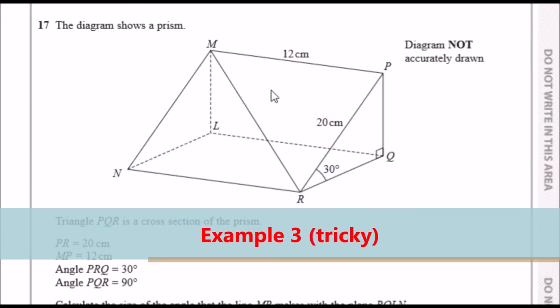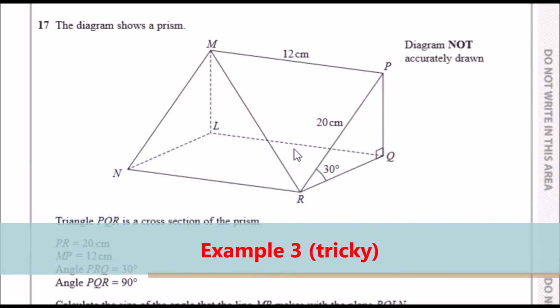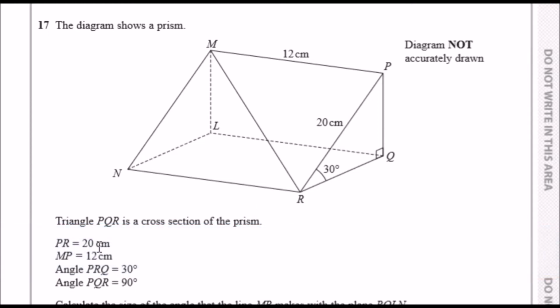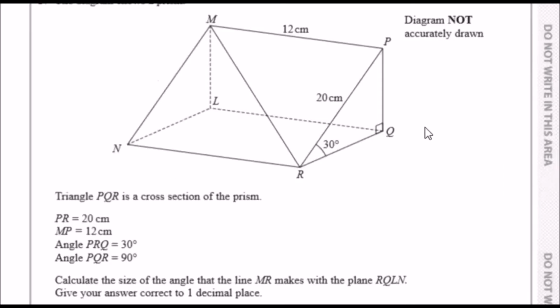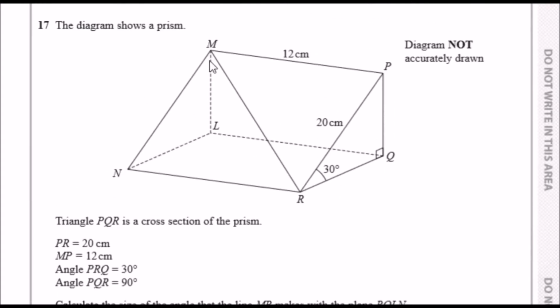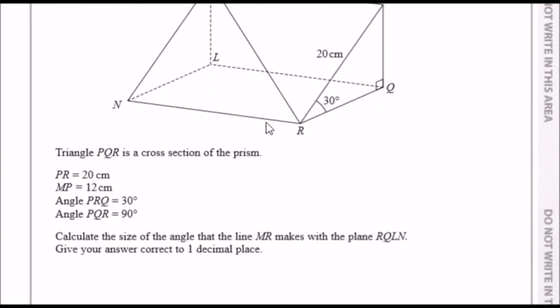Triangle PQR, so this right angle here, has the following dimensions: 20 centimeters across, an angle of 30, and across it PM is 12, whereas PQR, this part, is a right angle. So this one looks like a typical Pythagoras theorem or 2D trigonometry, the regular trig. Calculate the size of the angle that the line MR, so this one, makes with the plane.